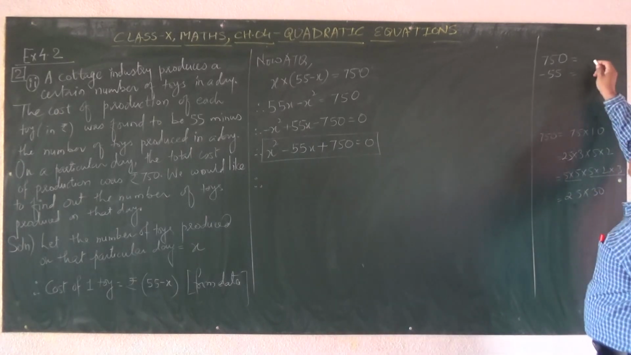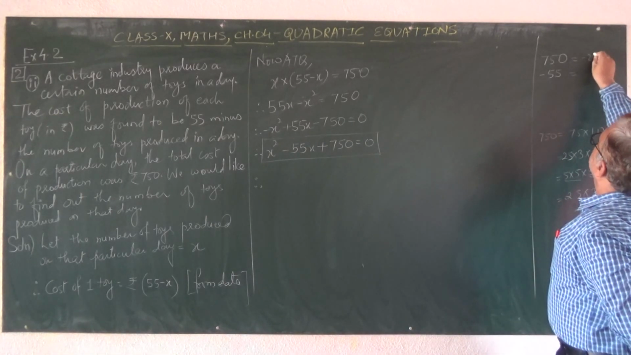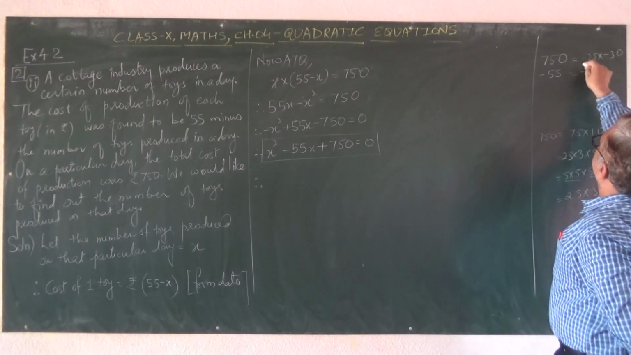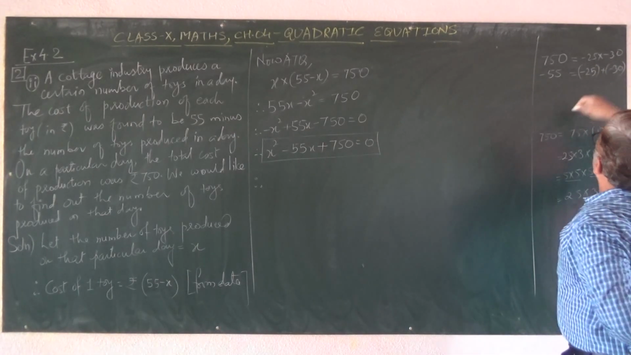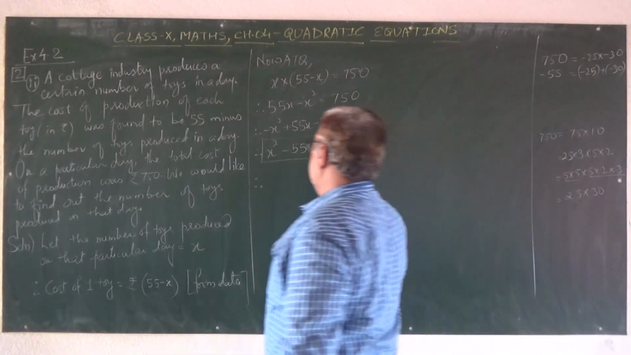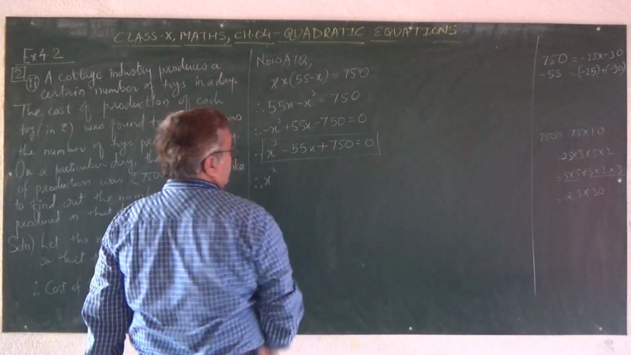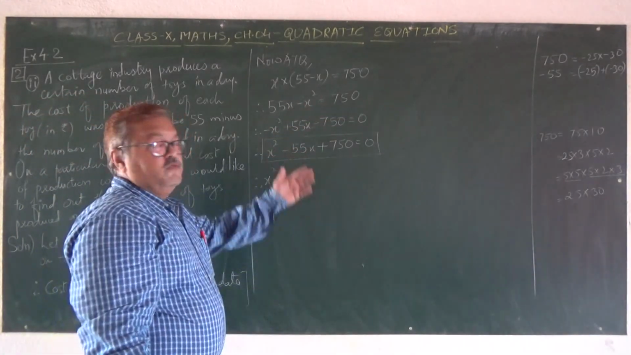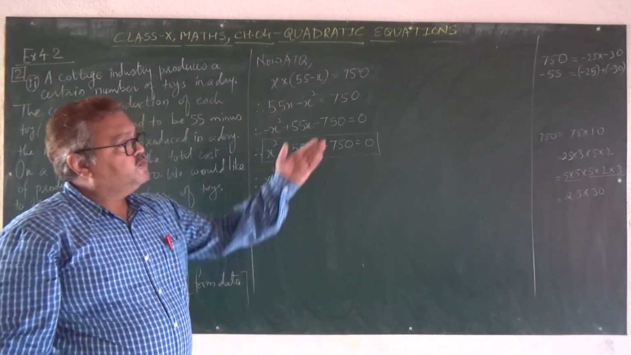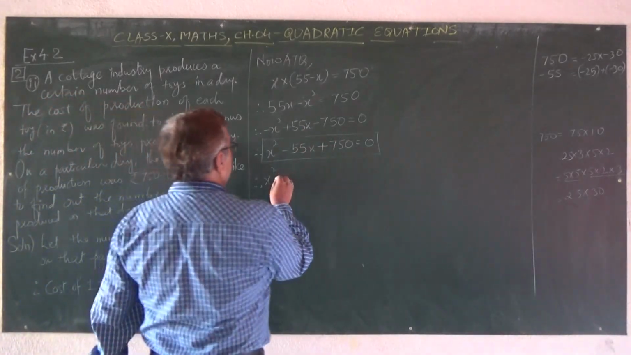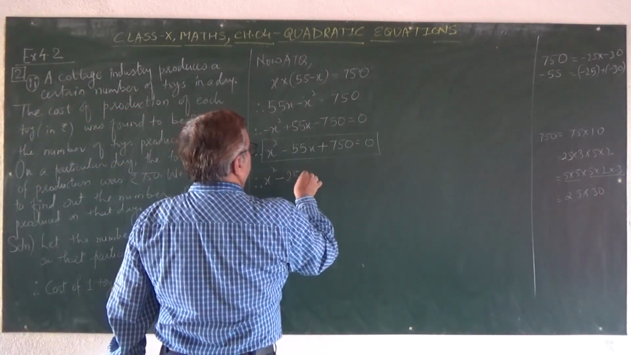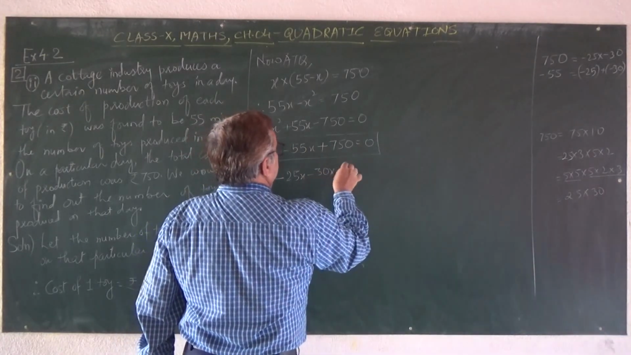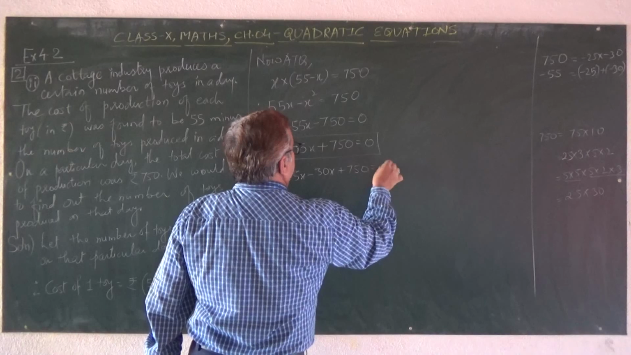Okay, so we got two numbers, minus 25 into minus 30 and minus 25 plus minus 30. Okay, so x square, and you know you can do this orally as coefficient is 1. So the factors of these are x minus 25 and x minus 30. Okay, we will solve this. x square minus 25x minus 30x plus 750 is equal to 0.